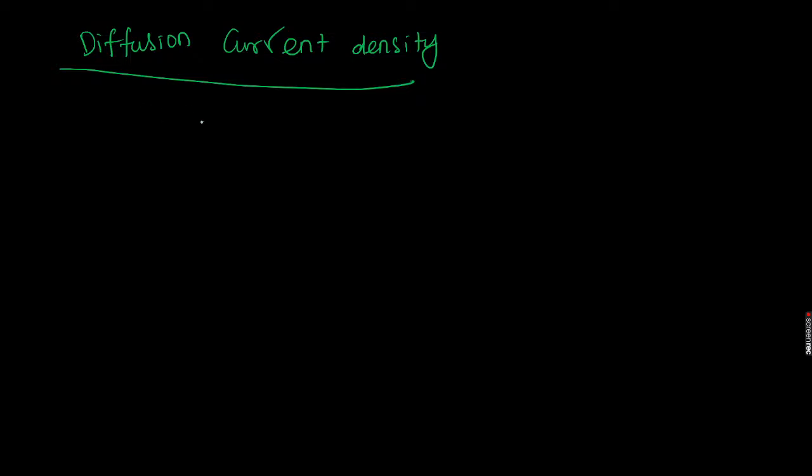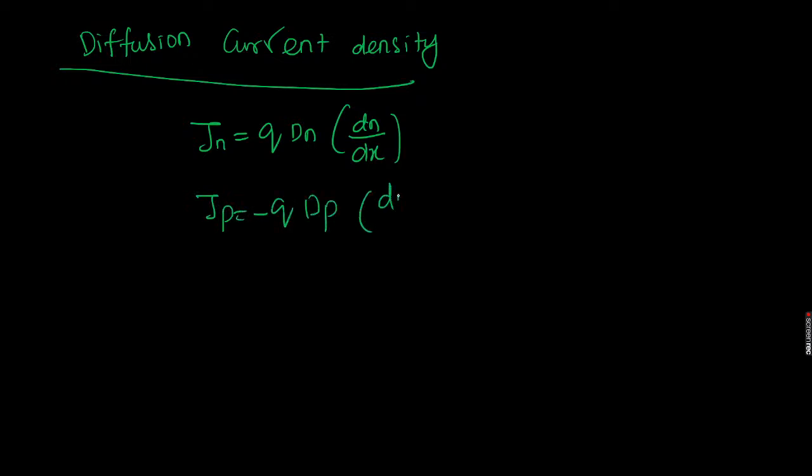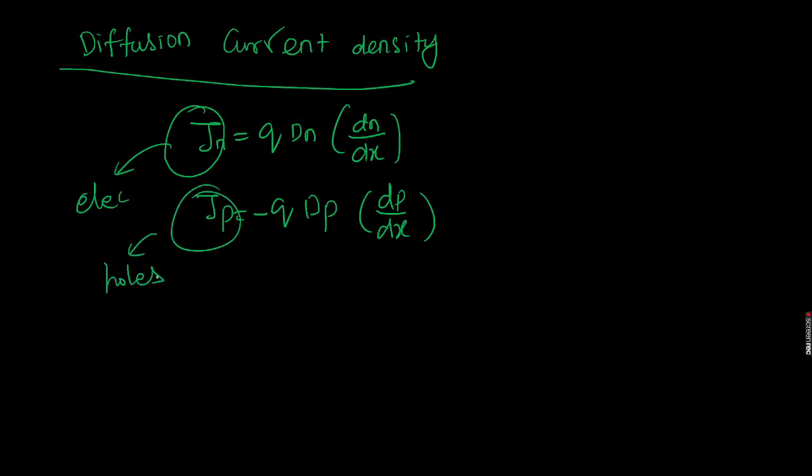Okay, sir. So diffusion current density can be defined as Jn equal to Q Dn into dn by dx. Similarly, Jp equal to minus Q into Dp into dp by dx. What is this? So here, first of all, J denotes the current density. Jn denotes the current density due to electrons. Jp denotes the current density due to holes. First difference. Next, Dn denotes the electron diffusion coefficient.